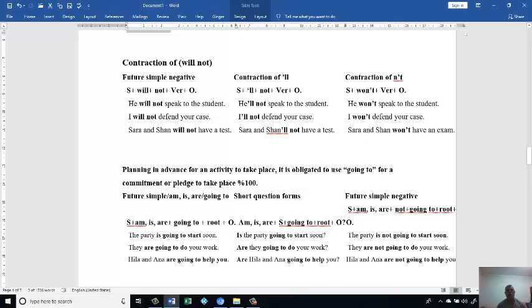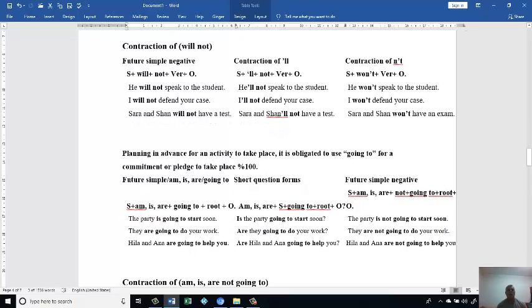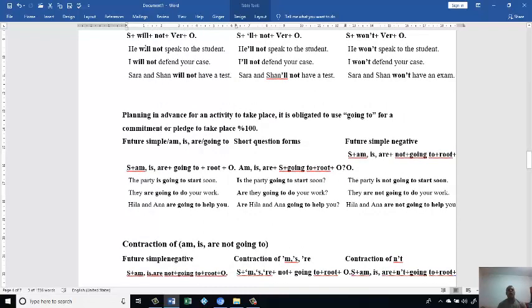Contraction of "will," or sometimes we say "will not." Same thing. He will not speak to the student. Then we could just take out "wi" and put an apostrophe. We make those two act as one word. We usually use this when we speak. He'll not speak to the student. This is one kind of contraction, or we could make it like this: he won't speak to the student. Usually we use this kind when we speak.